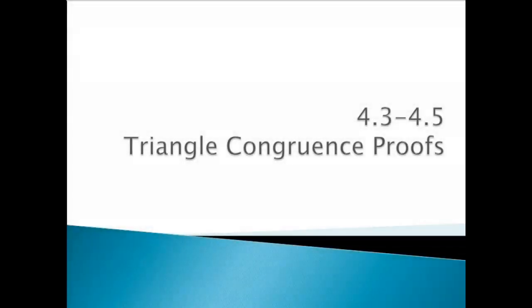Last time we talked about how you can use a congruence statement to show different parts of the triangles corresponding to a triangle that it's congruent to. Today we're going to talk about what we call triangle congruence proofs. These are ways that we can show that two triangles are congruent to one another without having to show every single angle and every single side have corresponding parts that are congruent to one another.